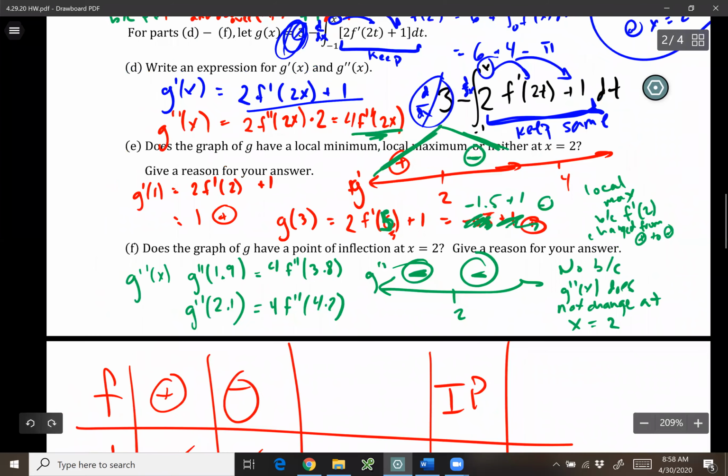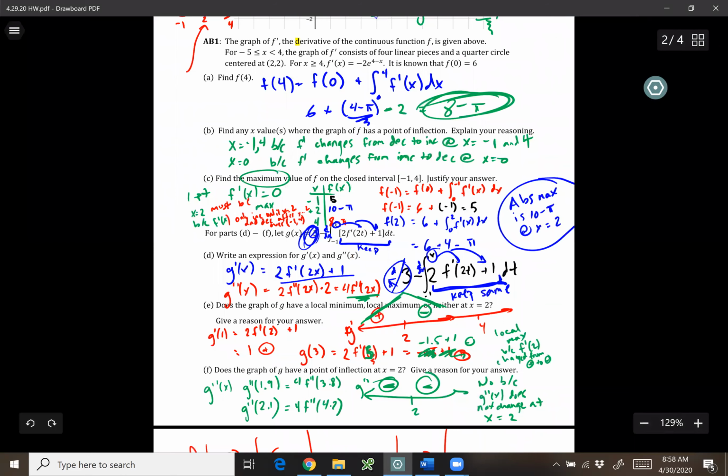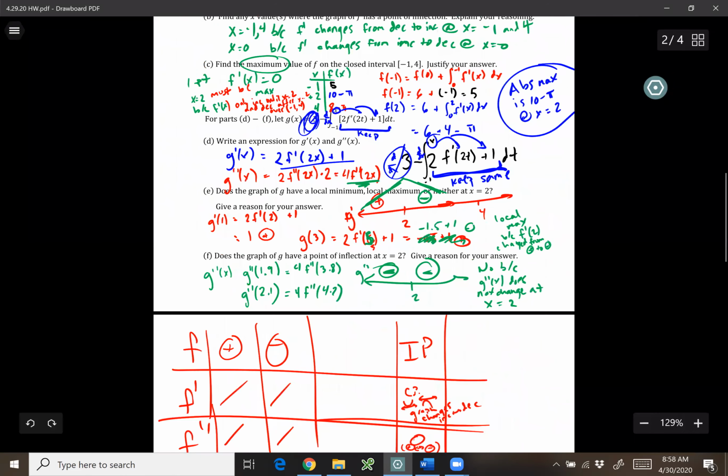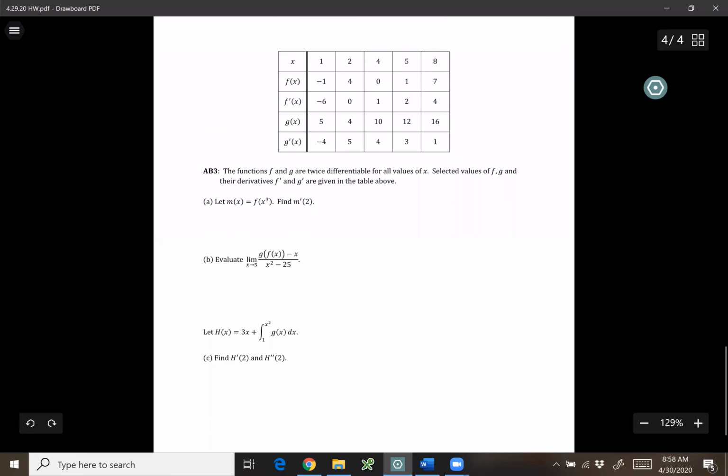Okay, this was definitely a weird question. I think we went over it pretty thoroughly. I know part E was a little bit funky, but that should help out. All right, this one I thought was a lot more straightforward. I definitely thought that this one was a little bit easier than the other one.